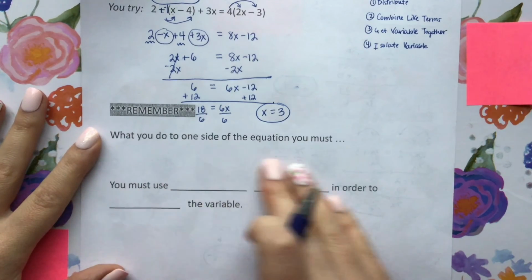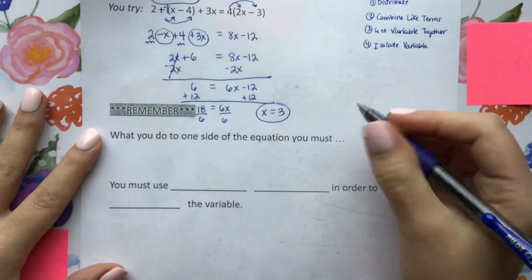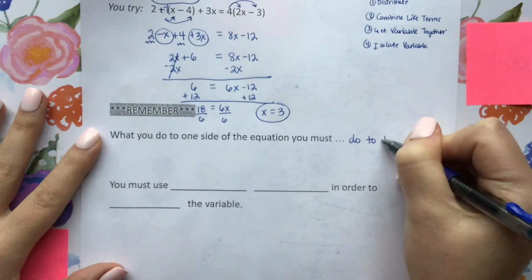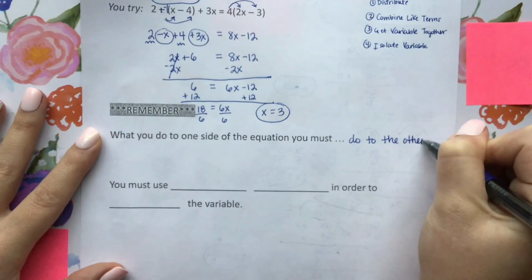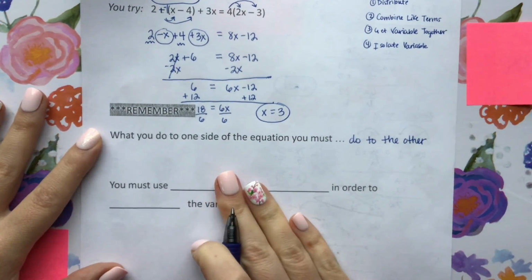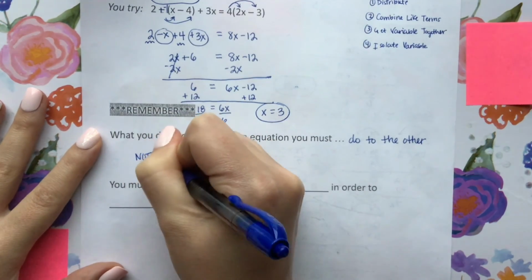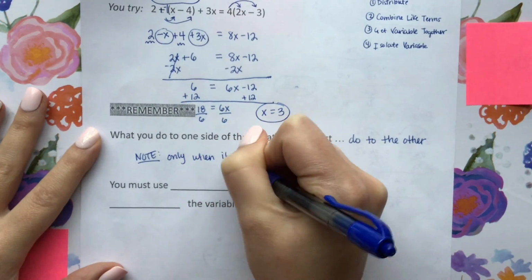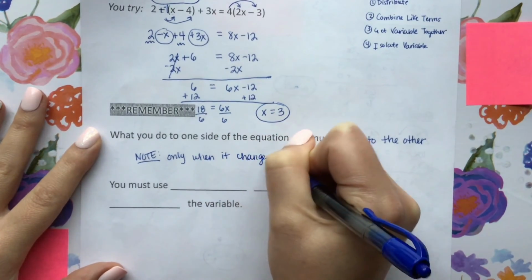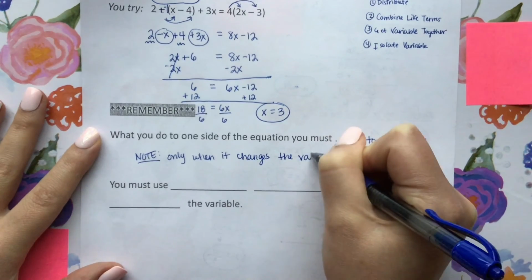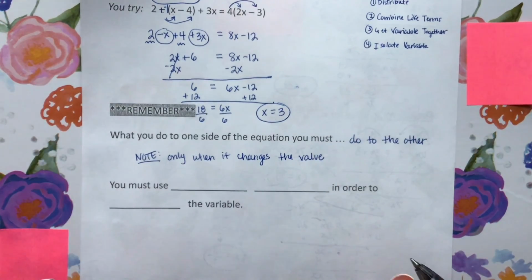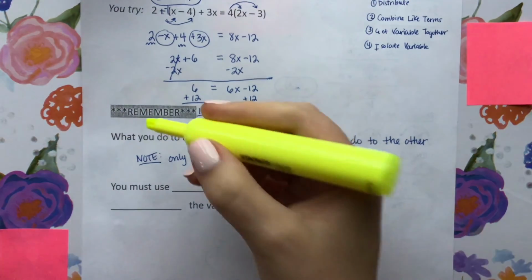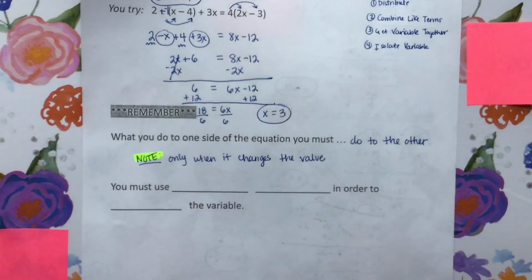So remember, what you do to one side of the equation, you must do to the other. Note, only when it changes the value. So if you're taking away something, if you're adding something new, that's when you have to do the same thing to both sides of the equation. If you're rewriting it, if you're reorganizing it, that's different.